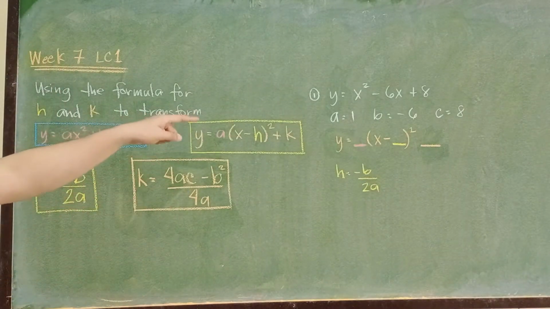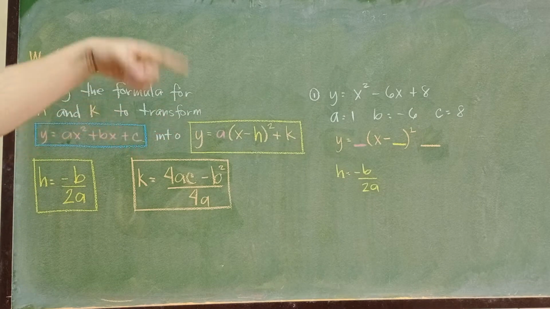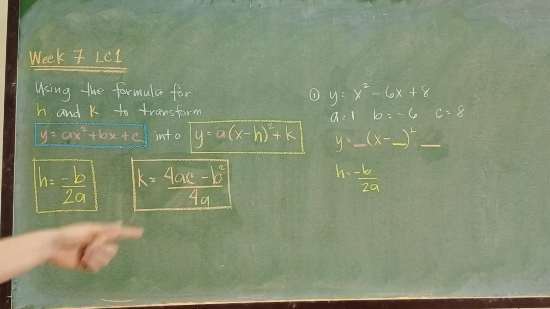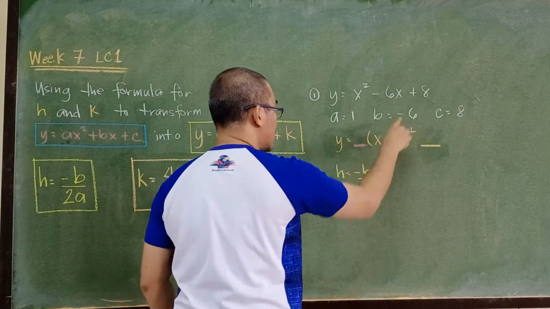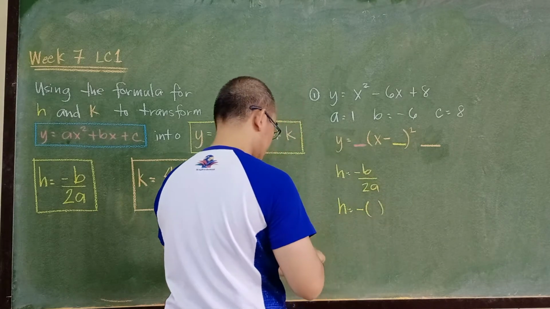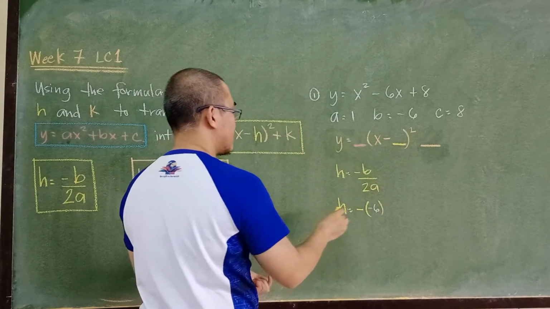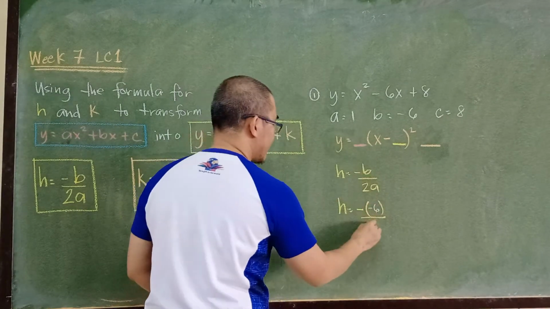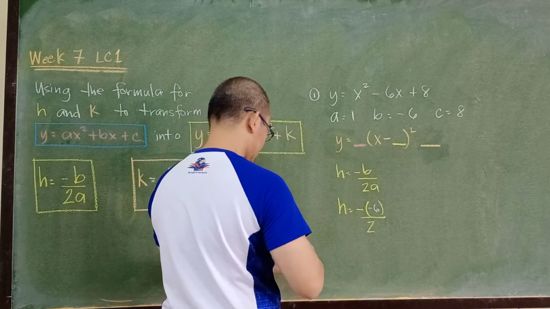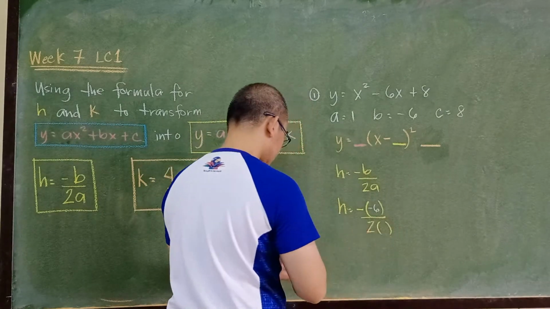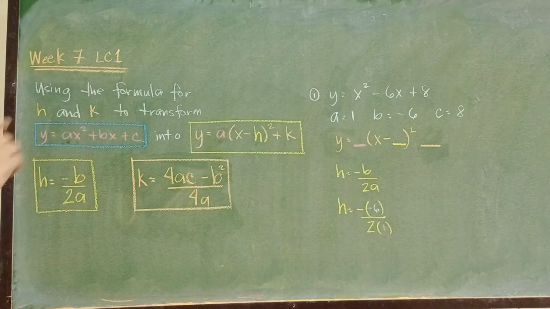So, titignan natin yung values ng A, B, C natin para i-substitute sa values of B and A. So, yung B natin is equal to negative 6 over 2, and then yung A natin is just 1. So, let's simplify.